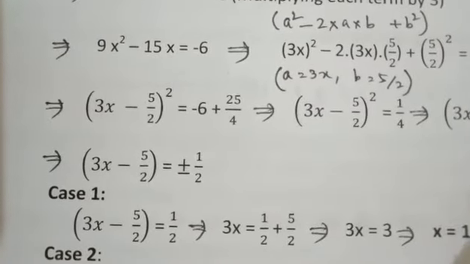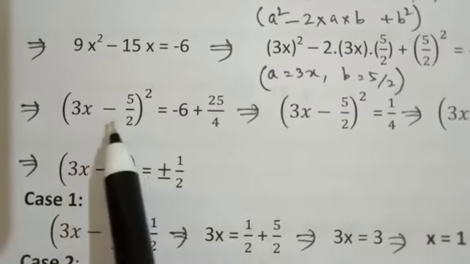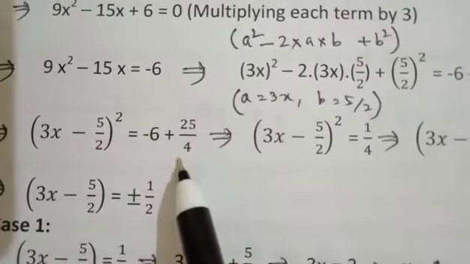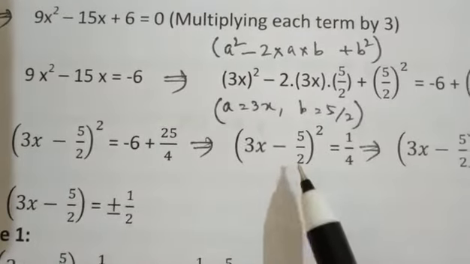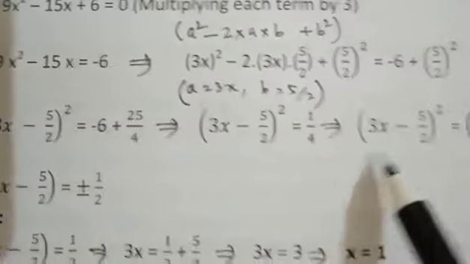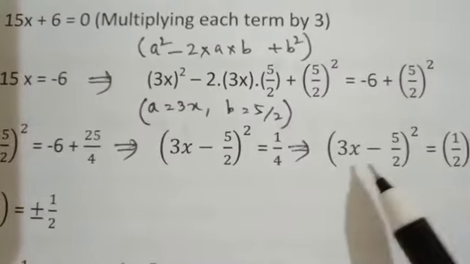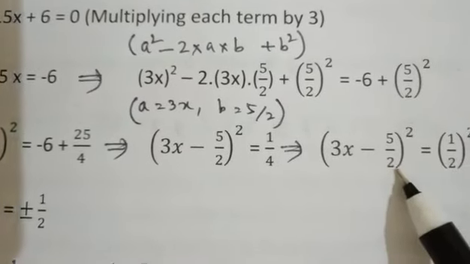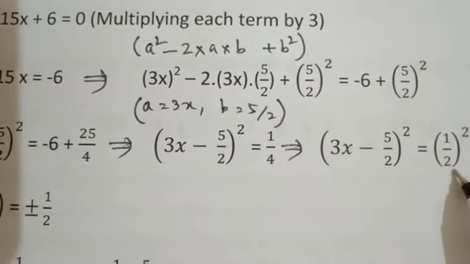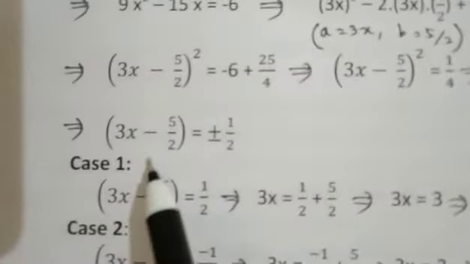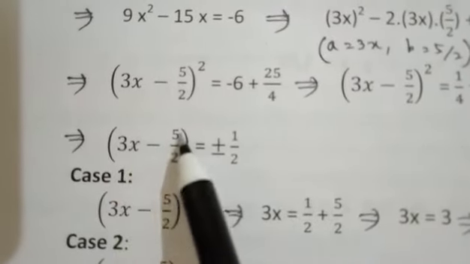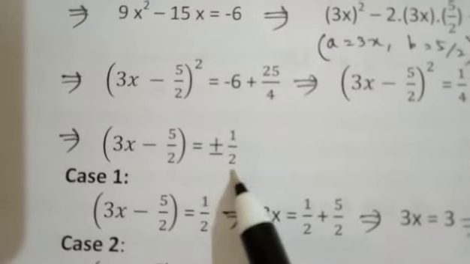Moving forward, we are going to get 3x minus 5 by 2 whole square equal to minus 6 plus 25 by 4, which on further solving gives 3x minus 5 by 2 whole square equal to 1 by 4, which I can write in this format: 3x minus 5 by 2 whole square is equal to 1 by 2 whole square. After this, we will take the square root on both the sides and we will get 3x minus 5 by 2 equal to plus minus 1 by 2.